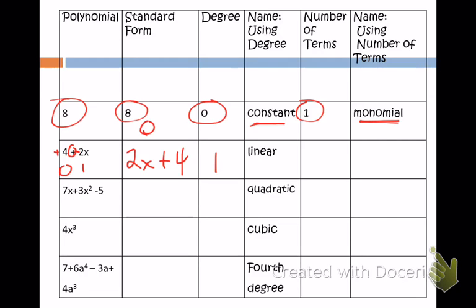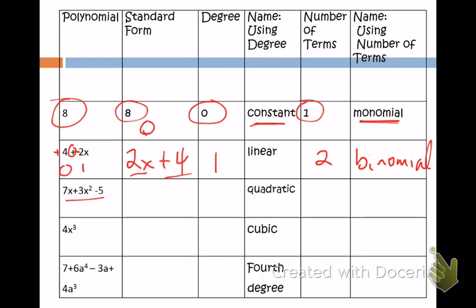1. Now this guy has 2 terms, has 2 monomials in there. And if it has 2 monomials, the prefix meaning 2 is bi, so we call this a binomial. Okay, next guy.